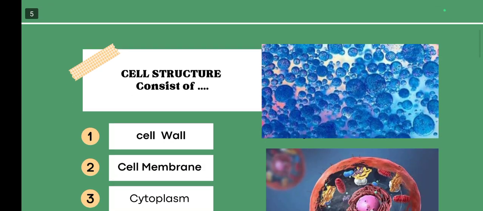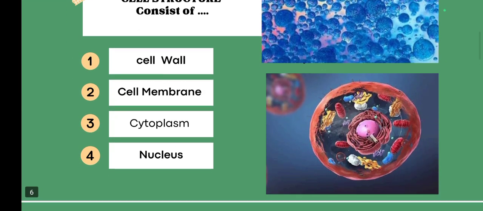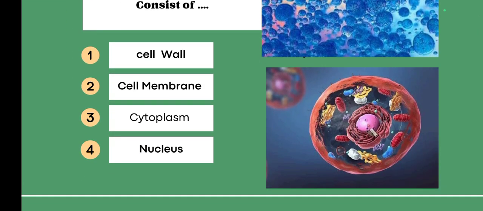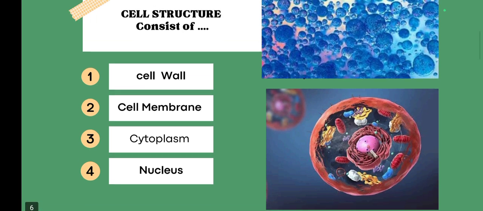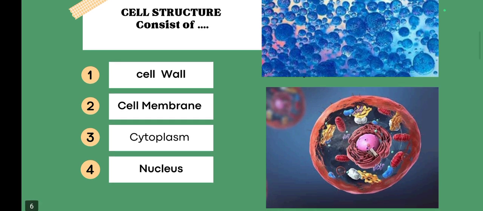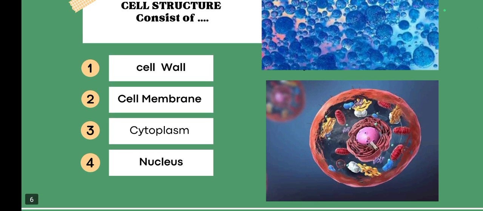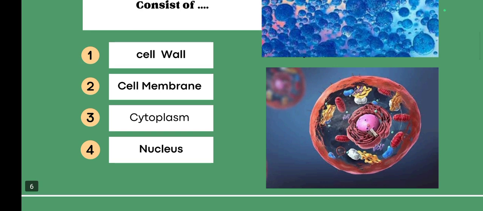The cell structure mainly consists of the cell wall, which we can find in the prokaryotic organisms, that means the unicellular organisms, and also in the plant cell, whereas the animal cell does not have a cell wall. The first layer covering the animal cell is the cell membrane. So it consists of the cell wall, cell membrane, cytoplasm, and the nucleus.